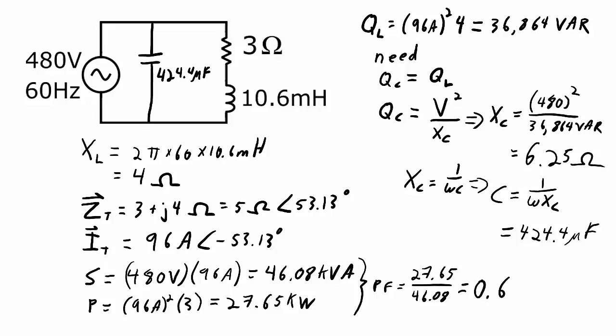So if I could add a capacitor with a value of 424.4 microfarads, the reactive power that it consumes is going to match the reactive power that the inductor consumes, and they're basically balancing each other out. Therefore, my circuit will only actually be consuming real power. I don't have any net reactive power that I'm putting into the circuit. Since there's no reactive power, my power factor, which is the real power divided by the apparent power, is going to be equal to 1.